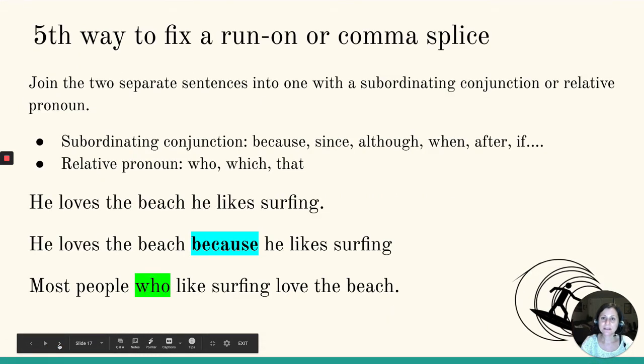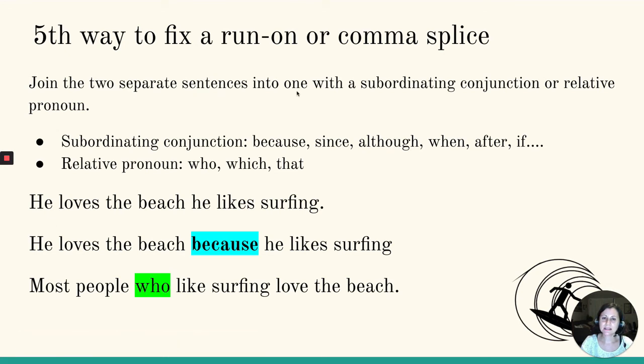The fifth way to fix a run-on or comma splice is to join the 2 separate sentences into one with a subordinating conjunction or a relative pronoun. Subordinating conjunctions are words like because, since, although, when, after, and if, and they have dependent and independent clauses. Or you can use a relative pronoun like who, which, and that, and this also creates a dependent clause. Let's look at some examples.